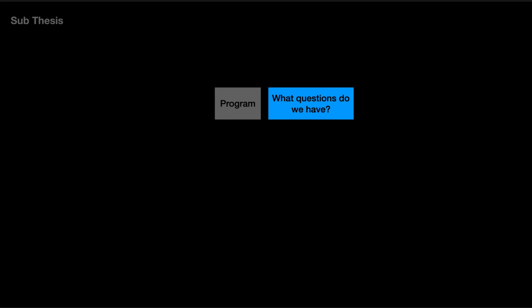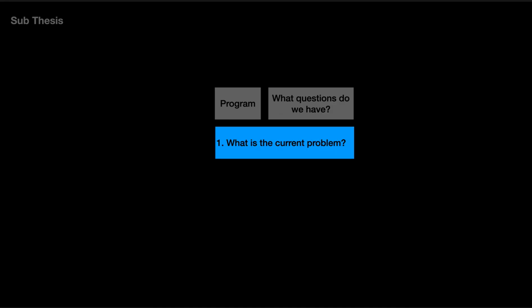Our first step is to take basic lessons from research methods and set up our program design. We do this by asking, what questions do we have? Typically, I like to start by asking, what is the current problem? Remember, the purpose of a design is to solve a specific problem. So from my experience, I always ask this as the foremost question.